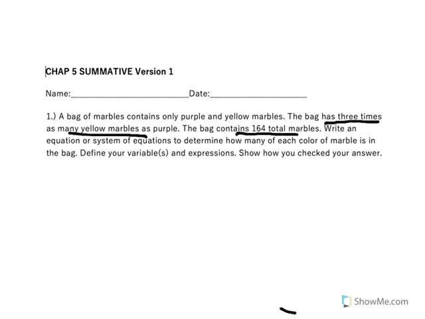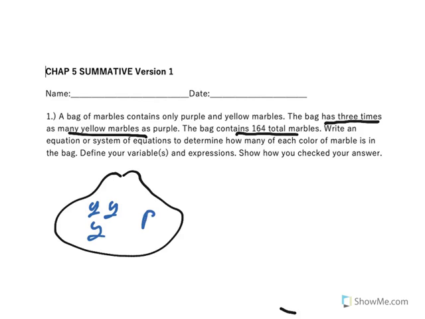There's different ways to do it, but you could just look at it: here's a bag of marbles, and in the bag you have 3 times as many yellow marbles as purple. So you have yellow, yellow, yellow, and then a purple. In a way, there's 3 times more yellow than purple, and altogether that makes 164. What you could do is simply give a letter for it, 3 times as many yellows as purples.